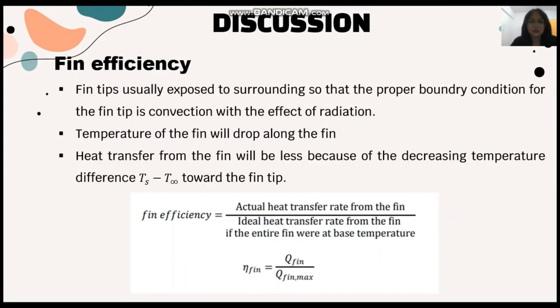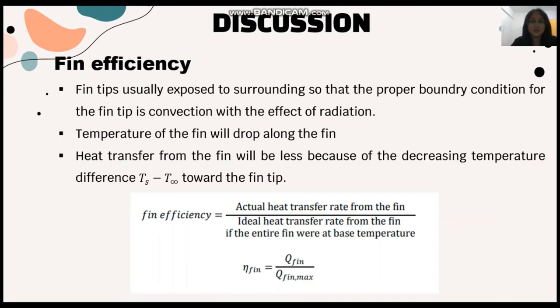Salam sejahtera, I'm Nonny and Umping, and I will explain the discussion. Okay, discussion number 1, fin efficiency. Fin efficiency can be calculated using a formula where fin efficiency equals the actual heat transfer rate from the fin divided by the ideal heat transfer rate from the fin if the entire fin were at base temperature, meaning fin efficiency equals Q fin divided by Q fin maximum.